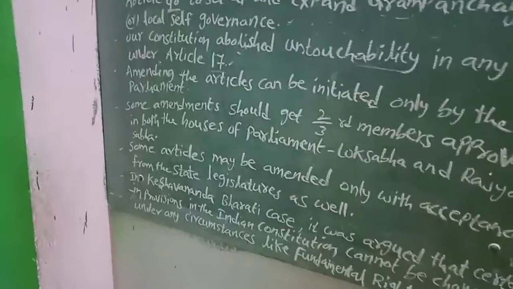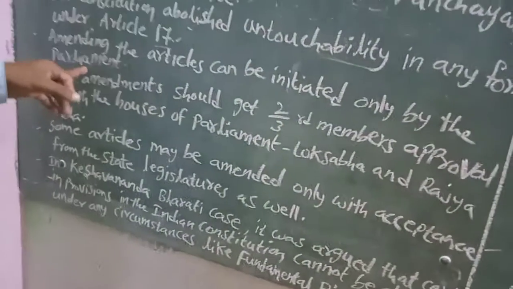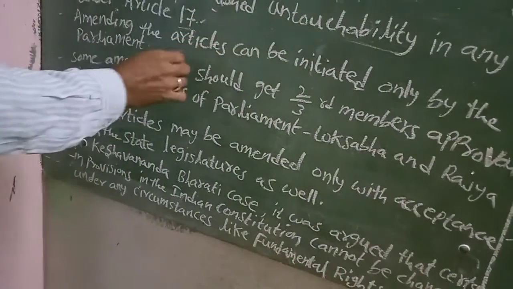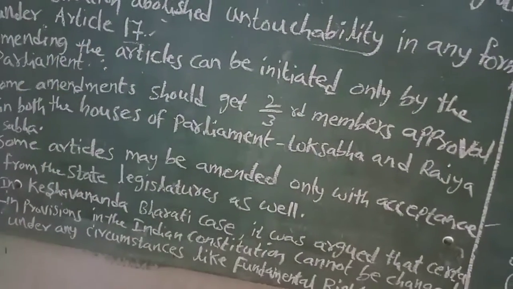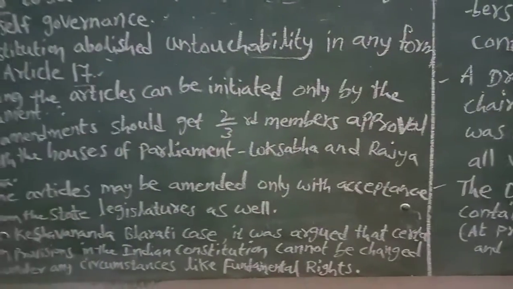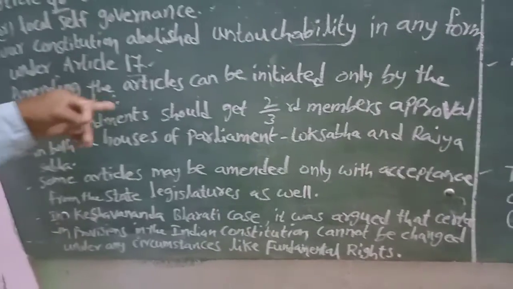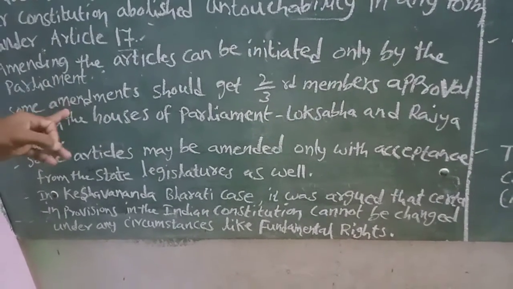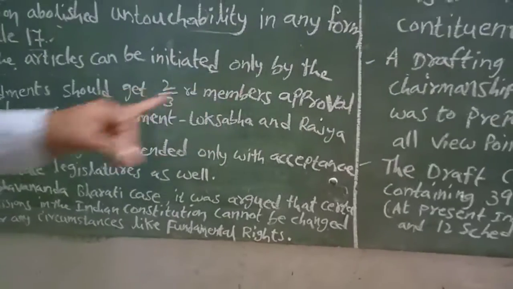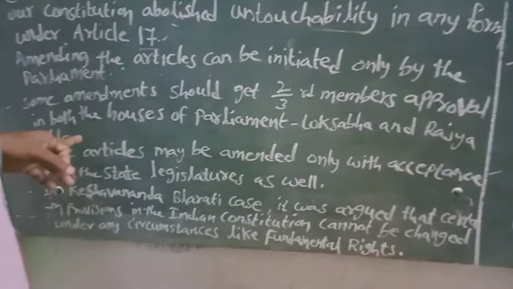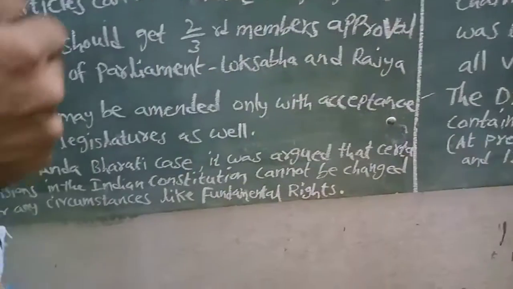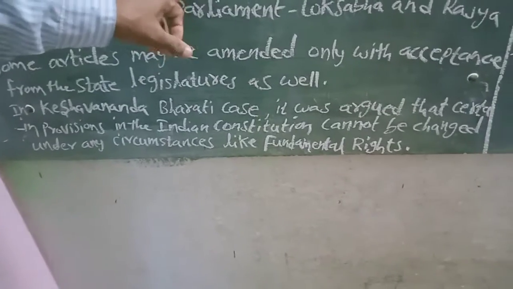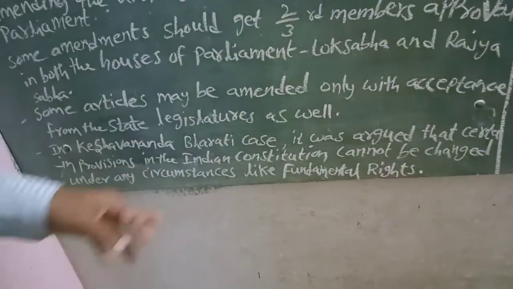Next, the articles of the constitution can be amended only by the parliament. Parliament includes the President, Lok Sabha and Rajya Sabha. Any amendment is added by the power of parliament. Some amendments need approval by two-thirds of the members in both houses, Lok Sabha and Rajya Sabha, just as in the formation of the Telangana state government, two-thirds majority in both houses approved it.